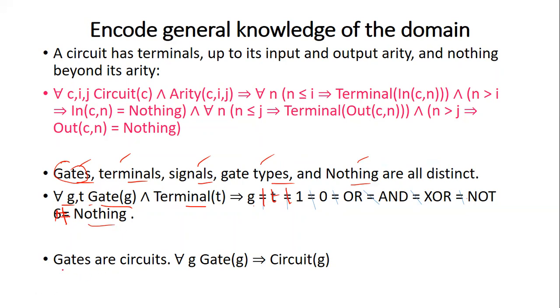And then we are saying that gates are circuits. So one is the overall circuit, but individual gates are also circuits. So for all G, gate of G implies circuit of G. So far, what we have done is represent the generic knowledge of the domain. So that's what we have done here.